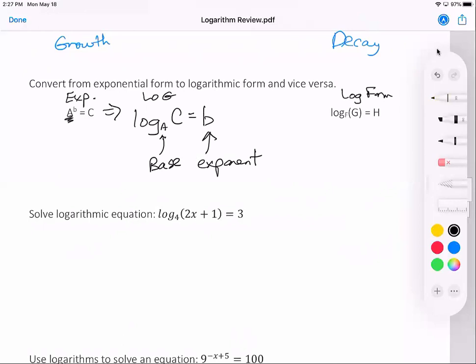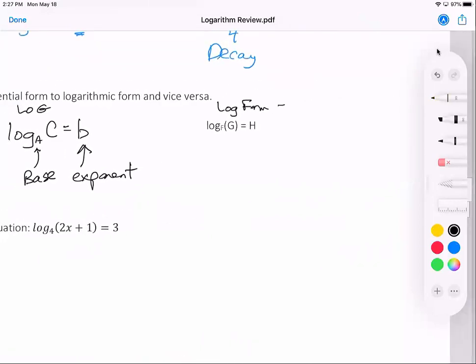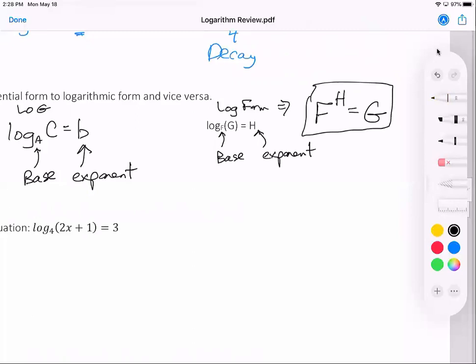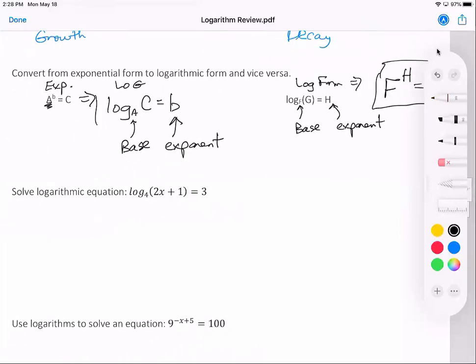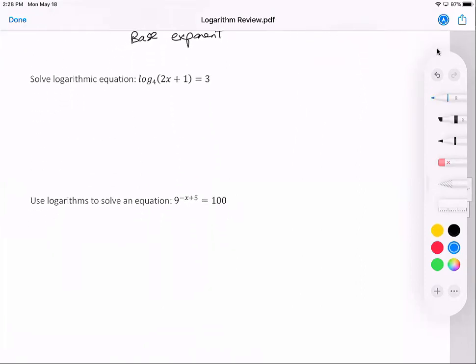And then if we were to go the other way, log form to exponential form, this f is the base, h is the exponent. So your base would be f, your exponent would be h, and it equals what's in parentheses, g. So this would be our answer, f to the h equals g. Compared to this one, our answer in log form is log base a of c equals b. And using these properties helps you answer questions like the following.